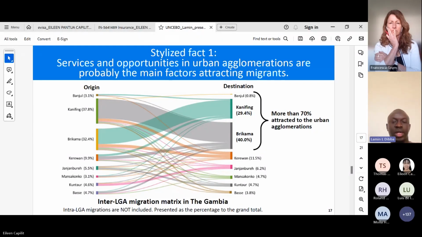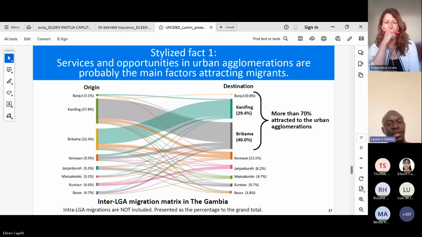Okay, so on this chart, you will see on the left-hand side we have the origin, and on the right-hand side we have the destination. And 70% of the movements are going to 3 LGAs, that's Banjul, Kanifing, and Brikama, or more than 70%. And interestingly, you will see that most people moving from Kanifing are mostly going to Brikama LGA, but also people moving from Brikama LGA are mostly going to Kanifing LGA.